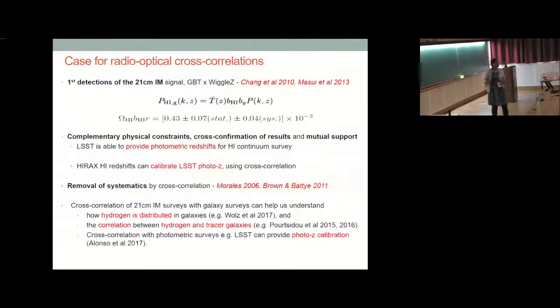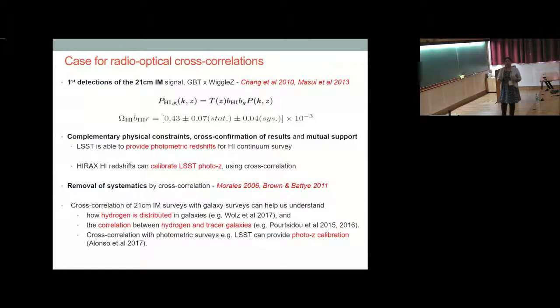So why are we interested in doing the cross-correlations? The case for radio-optical cross-correlation is more historical because the first detection of the 21 centimeter signal was done with GBT and WiggleZ in this paper. We have the constraints for Omega_HI as this. And cross-correlation also does help in many other ways.